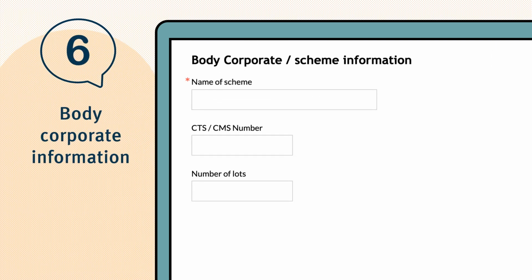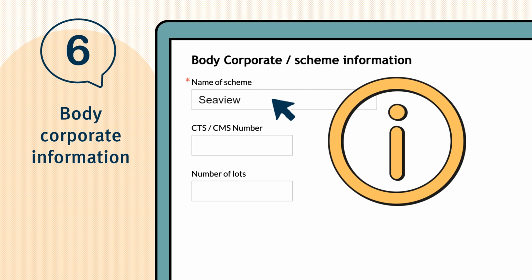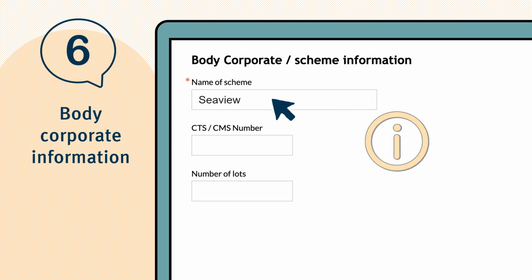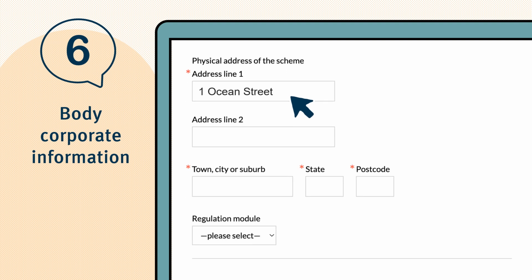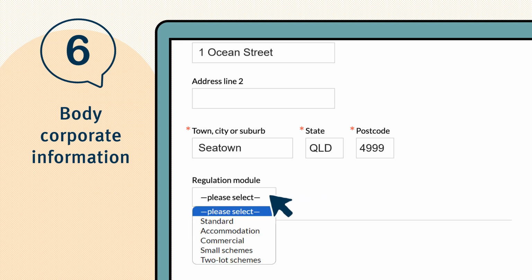Next, enter the name of your body corporate under Name of Scheme. This is the name of your building, such as Seaview. It is not the name of your body corporate management company. Enter the number of lots and provide your scheme's physical address. PO boxes are not accepted. Then select the regulation module of your body corporate.